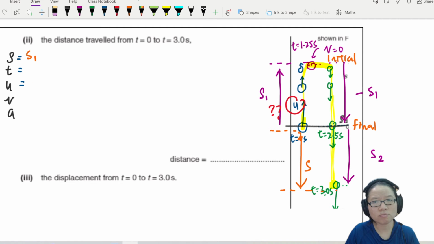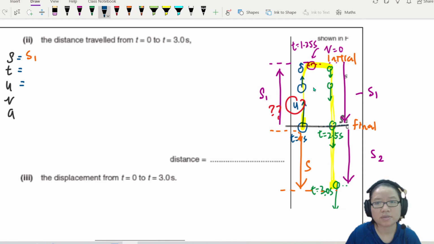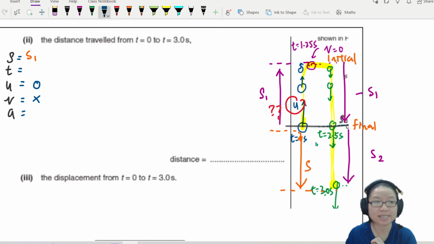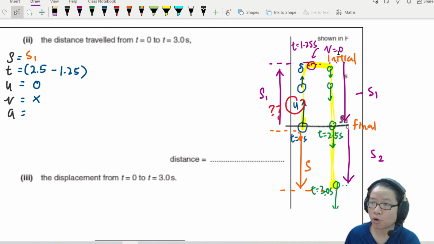The time now, because I'm only taking the highest position, S is equal to 0, this final position. So what do I know? I know the initial speed is 0. I do not know the final speed here, so I'm just going to put quotes. Do I know the time though? Yes. I know it is 2.5 minus 1.25 seconds. So the interval from starting point here to final point here.